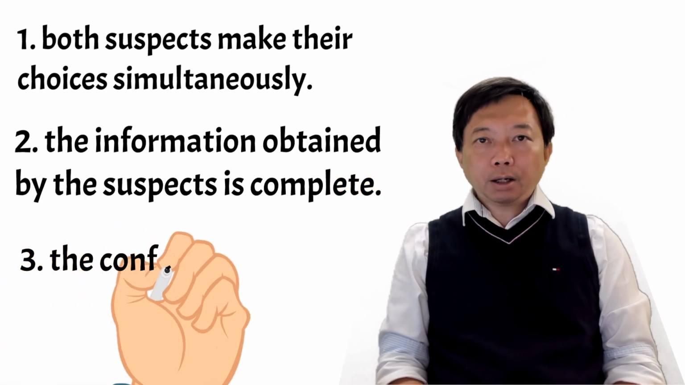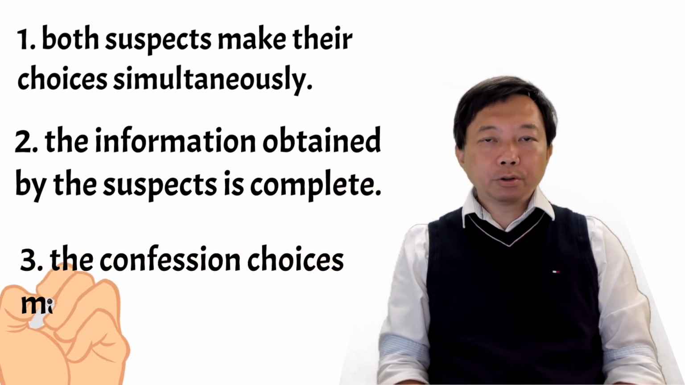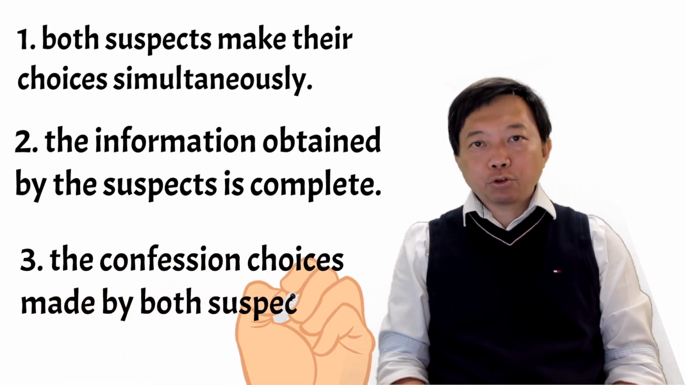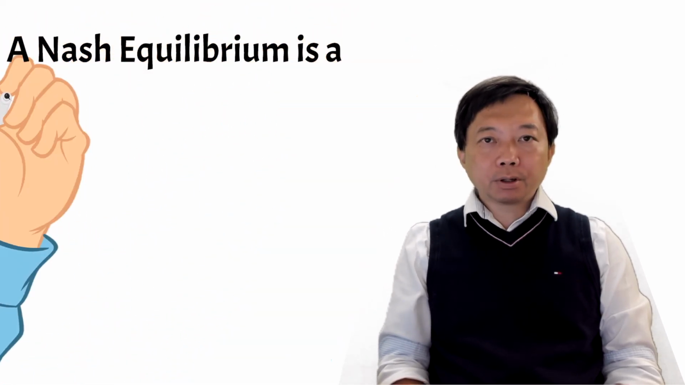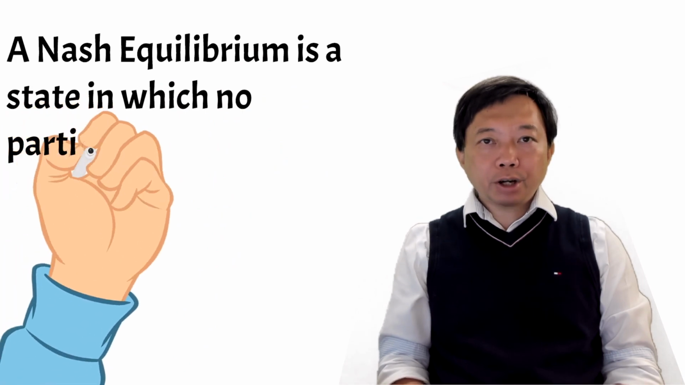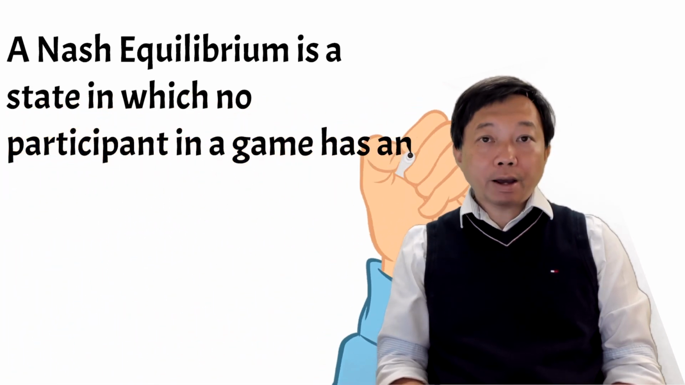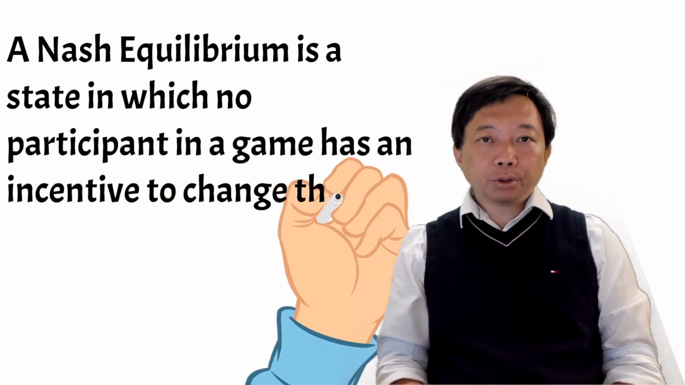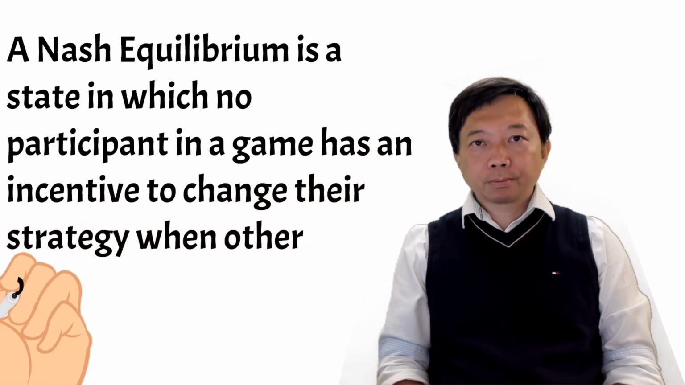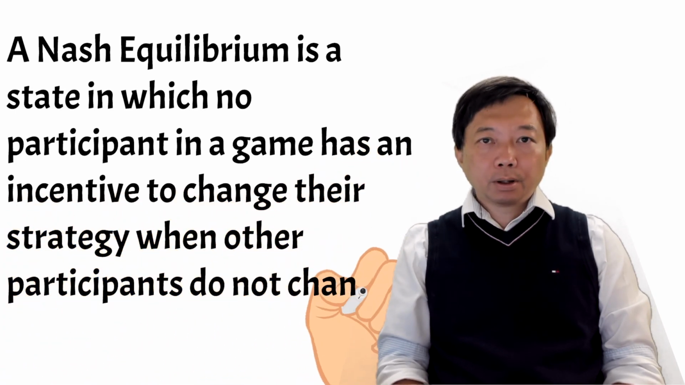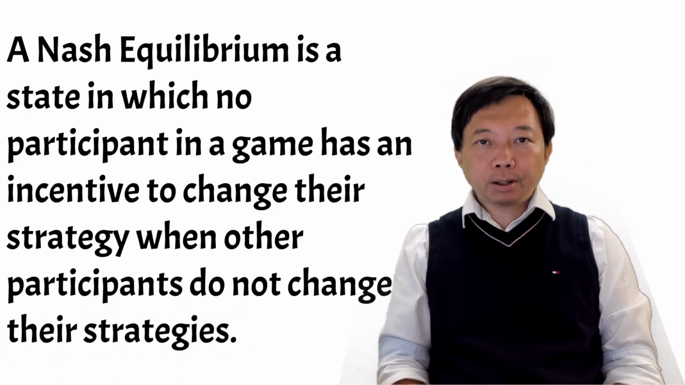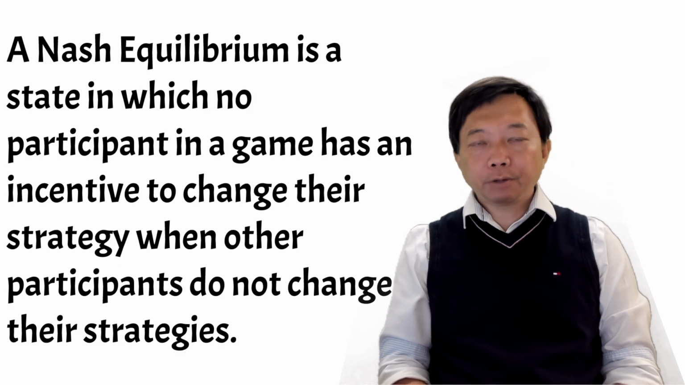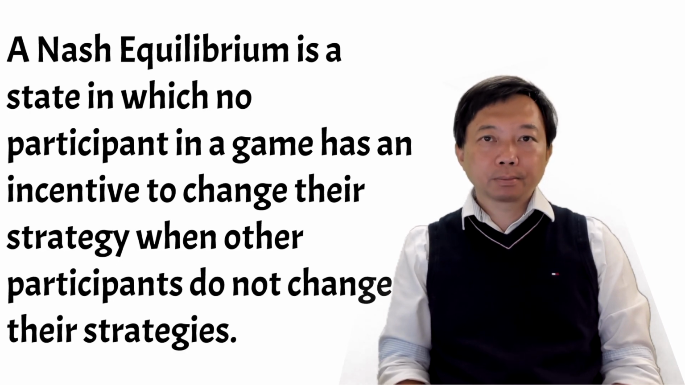Third, the confession choices made by the two suspects are a Nash Equilibrium. A Nash Equilibrium is a state in which no participant has an incentive to change her strategy when other participants do not change their strategies. In other words, in a Nash Equilibrium, each player's choice is her optimal choice given the other player's choice.